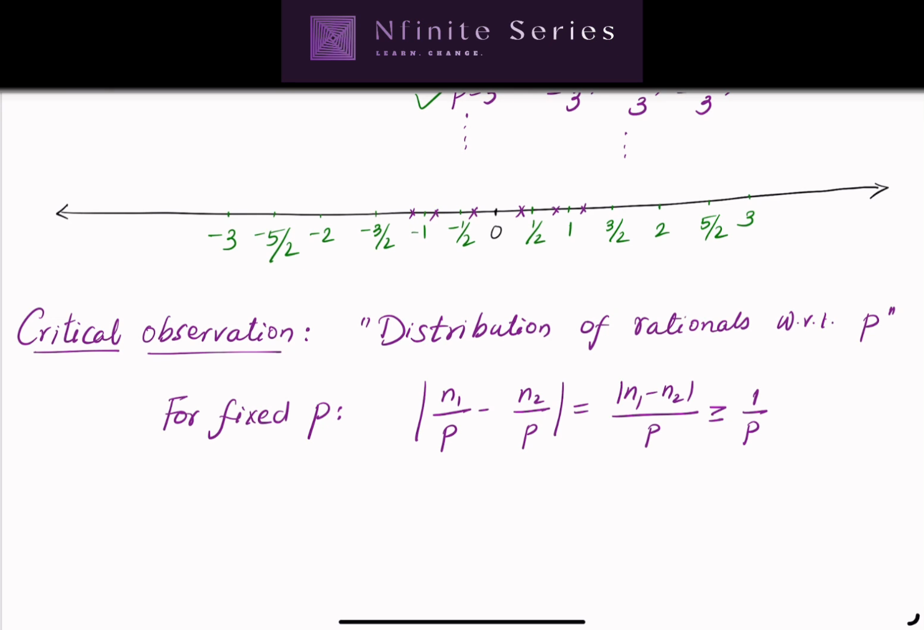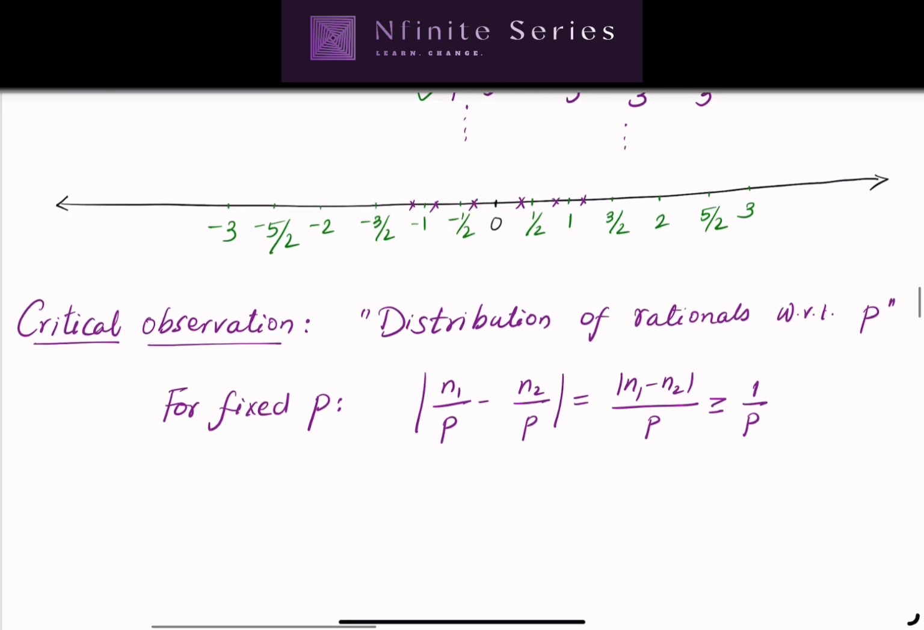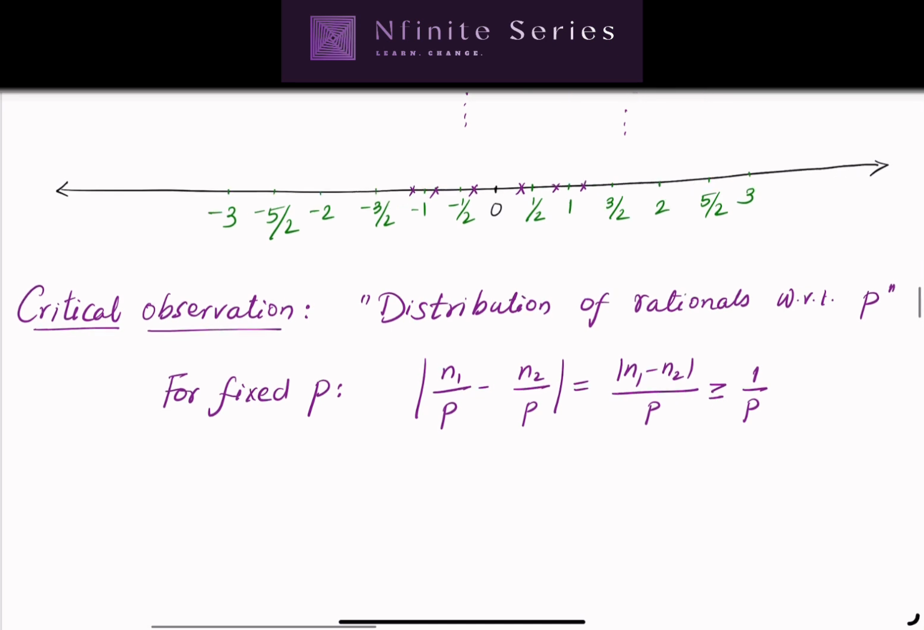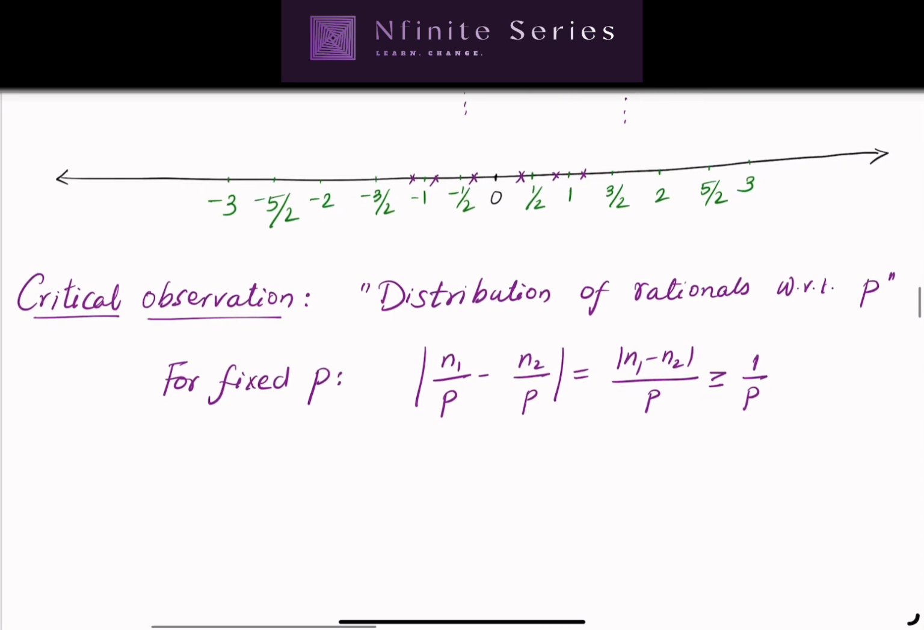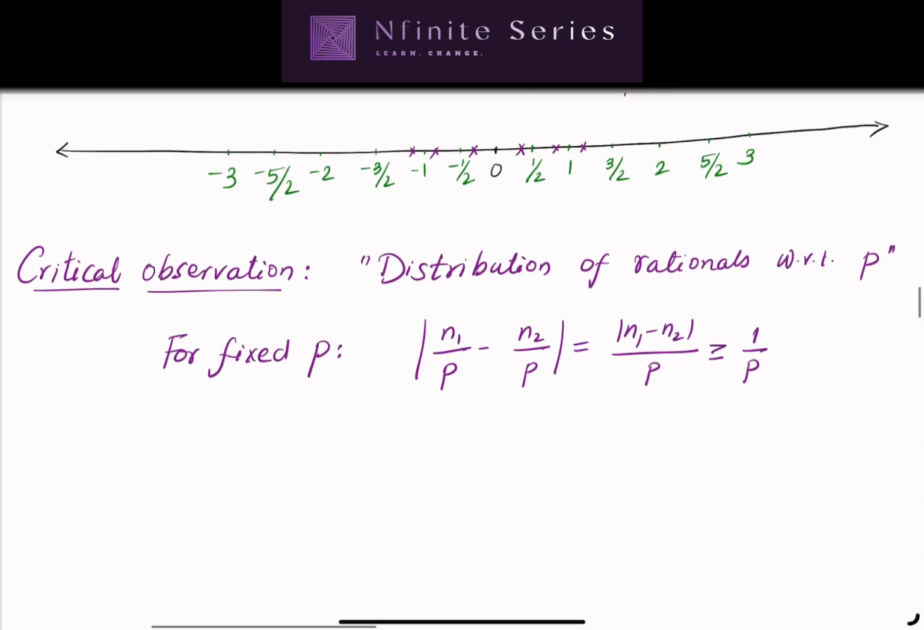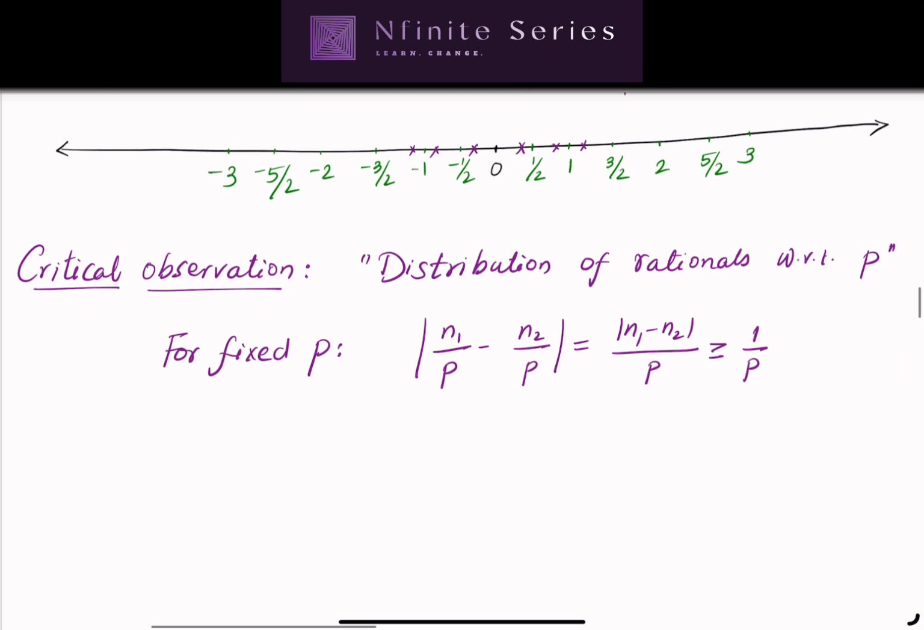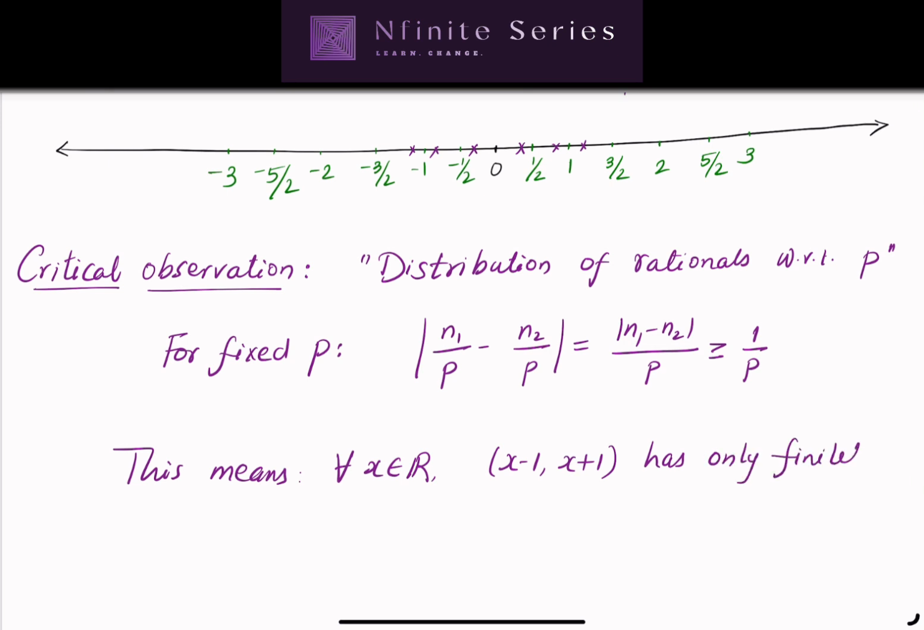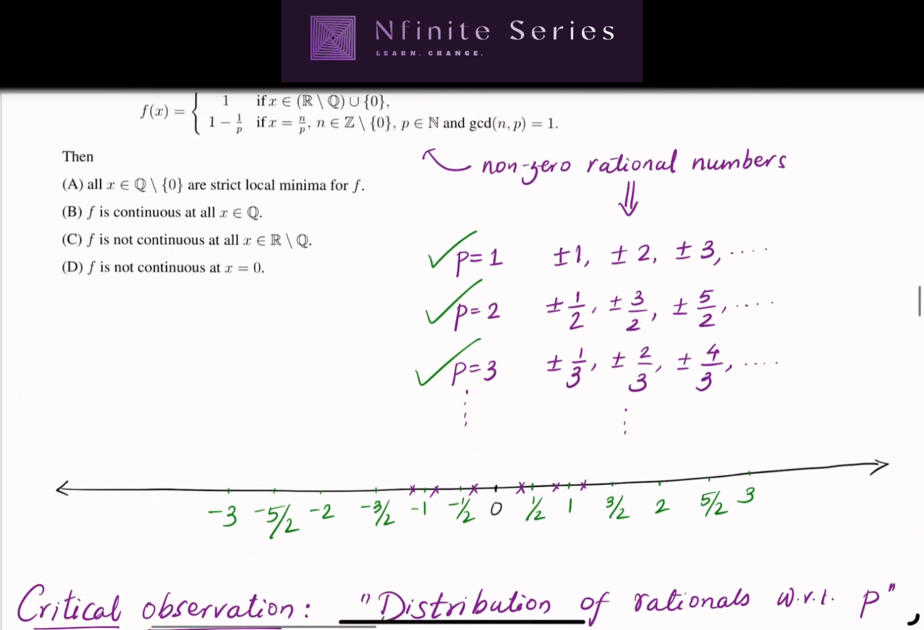Now what this tells us is the following: between any two rationals with fixed p, there is a minimum gap of 1 by p. So in each layer p, the rational numbers are distributed along the real line with a minimum gap of 1 by p. So they are discretely scattered. This is the meaning. Very nice. Now this also means the following: for every real number x, the unit interval around x contains only finitely many rational numbers for a given fixed p. Very well. Now let us examine each of the given options.